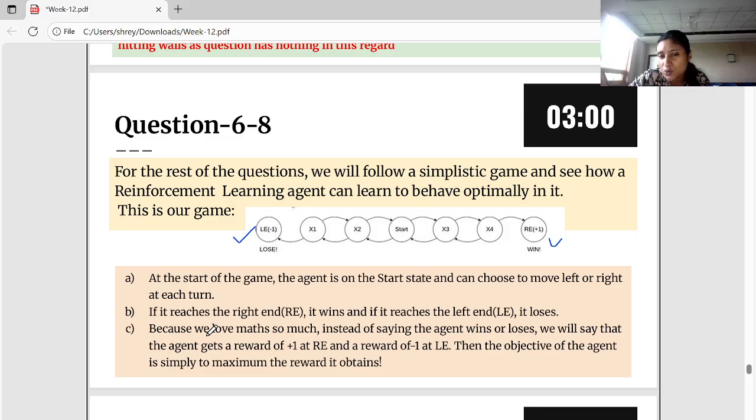Because we love math so much, instead of saying that the agent wins or loses, we will say that the agent gets a reward of +1 at RE and a reward of -1 at LE. So they have defined these rewards +1 and -1. Then the objective of the agent is to simply maximize the reward it obtains. So we have to just choose a strategy which can maximize this reward.